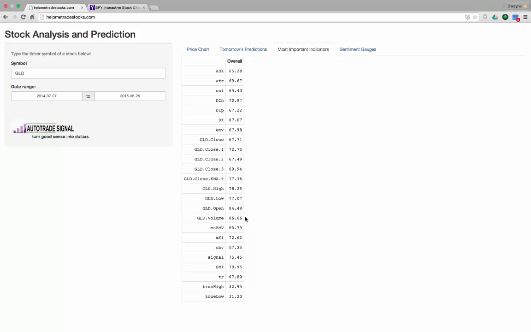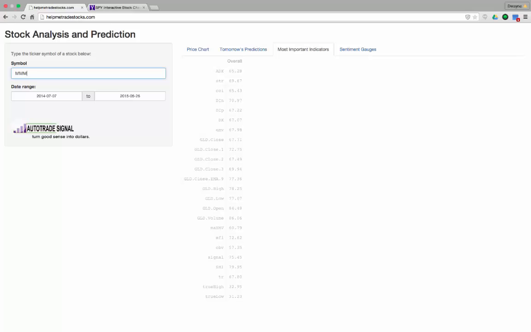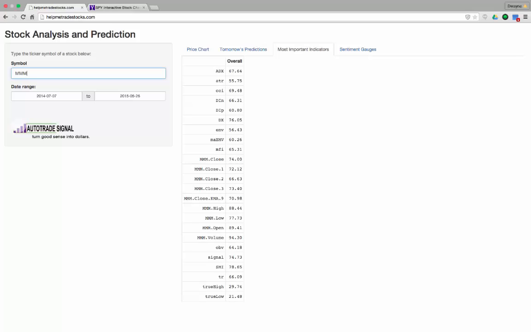This is a beta version. In the production version that we have, we actually sort them for you so that you can see exactly which indicators are most important. Let's pull up an example that matches the one that's in the book chapter. For MMM, 3M, what we find is that the open, right down here, is important, as is volume. But what are some of the other indicators that are important or not important?